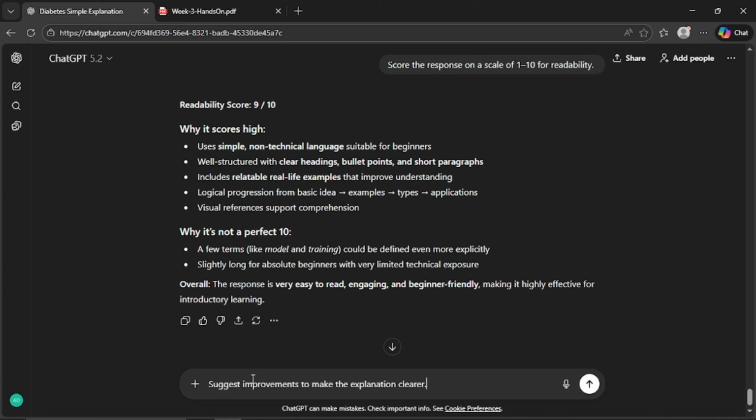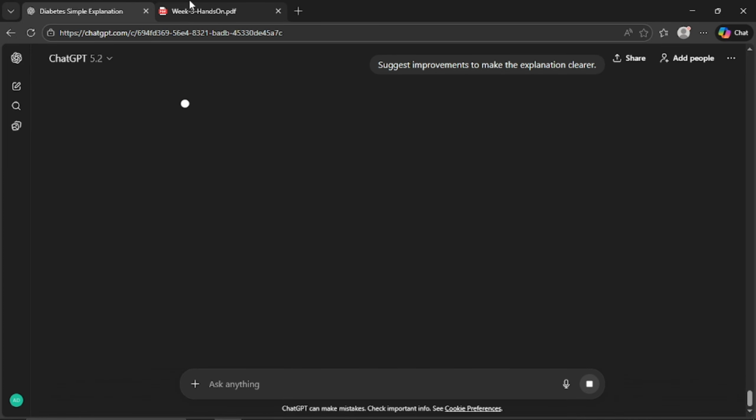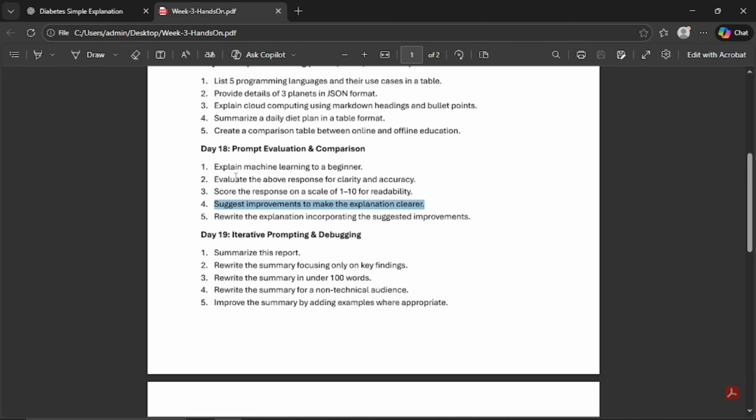Okay. Now I will tell it to suggest improvements to make the explanation clearer. So this is a continuous process, like feedback and a prompt evaluation. Then finally, rewrite the explanation incorporating the suggested improvements.